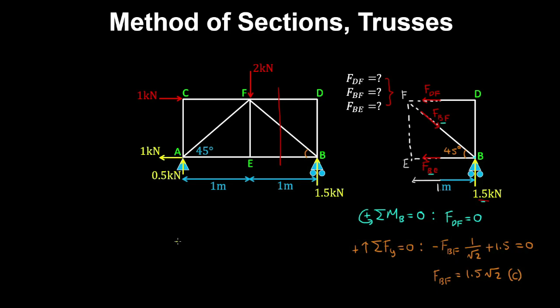And now we can take a horizontal equilibrium of forces, with positive being to the right. So we have minus FBE plus FBF, which is 1.5 root 2, by cosine 45 degrees to get the horizontal component, which is 1 on root 2, and that's equal to 0. So therefore the force in member BE is 1.5 kilonewtons. And because this force is pulling on the member, this is a tensile force.